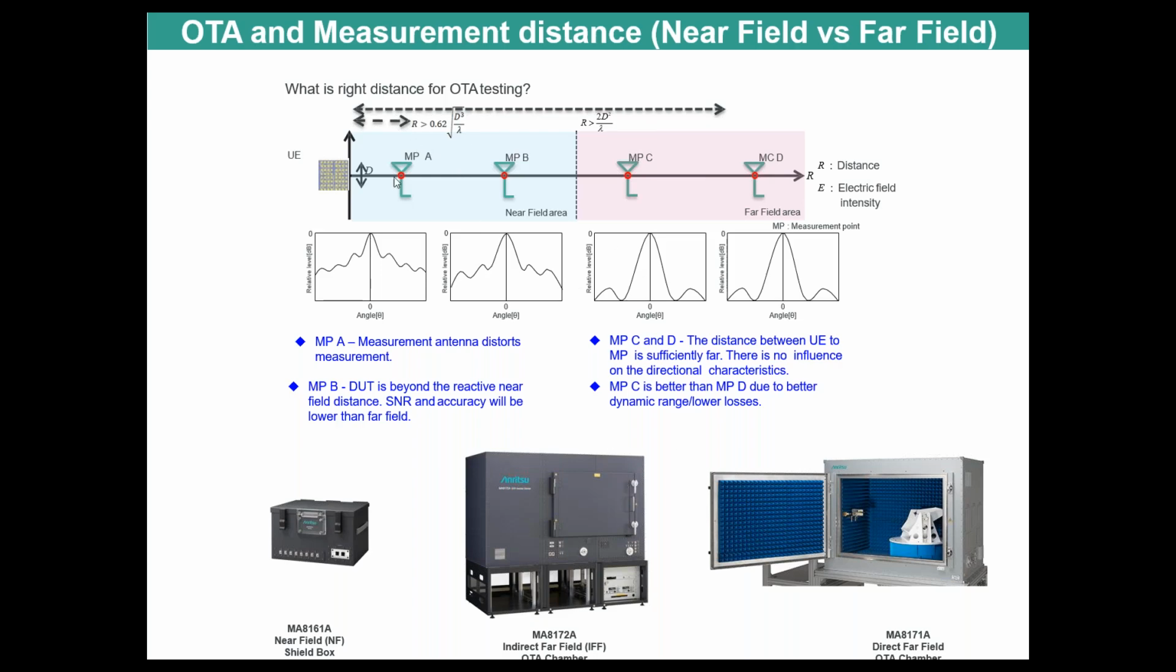And then the other part is near field radiative testing, given by the formula R, the distance from the antenna aperture to your measurement point, which is 0.62 times the square root of D cubed by lambda. So it's directly related to the frequency. What I'm showing you down here are three different solutions that Anritsu has for testing in the near field, whereby you have a shield box. The key thing is you're testing in the near field radiative region, not in the reactive region, because if you test in the reactive region, like measurement point A, you will have a lot of distortion. You cannot demodulate the signal properly.